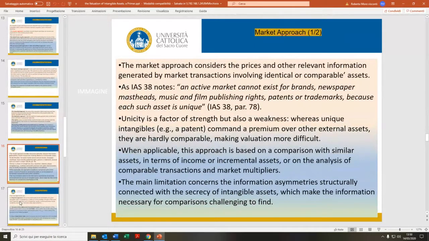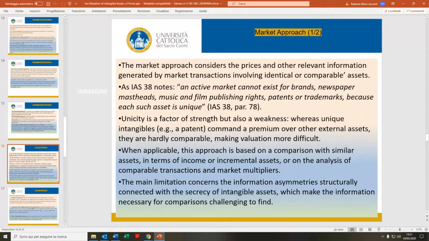The market approach is a third one, is going to consider the prices generated by market transactions involving comparable assets. And this is not easy to understand. If my intangible is very particular, then it is also difficult to compare it with similar ones. If I have a very strange, very complicated patent, how can I make a comparison with similar patents? This is not an easy task.